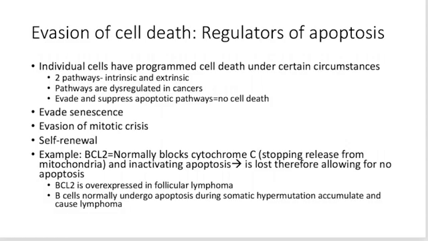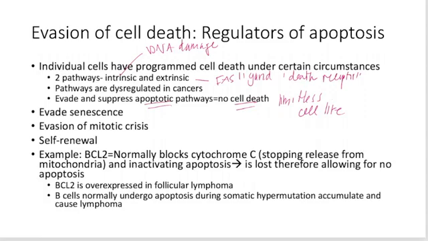The intrinsic pathway is the mitochondrial pathway, and it is initiated by various stressors, such as the absence of growth factors and DNA damage. The extrinsic pathway is the death receptor pathway, and this is triggered by tumor necrosis factor receptor families such as Fas ligand. These pathways, whether intrinsic or extrinsic, are dysregulated in the cancerous process, which allows the cancerous cell to evade and suppress those apoptotic pathways, which means that the cell does not die. We have this limitless cell life.